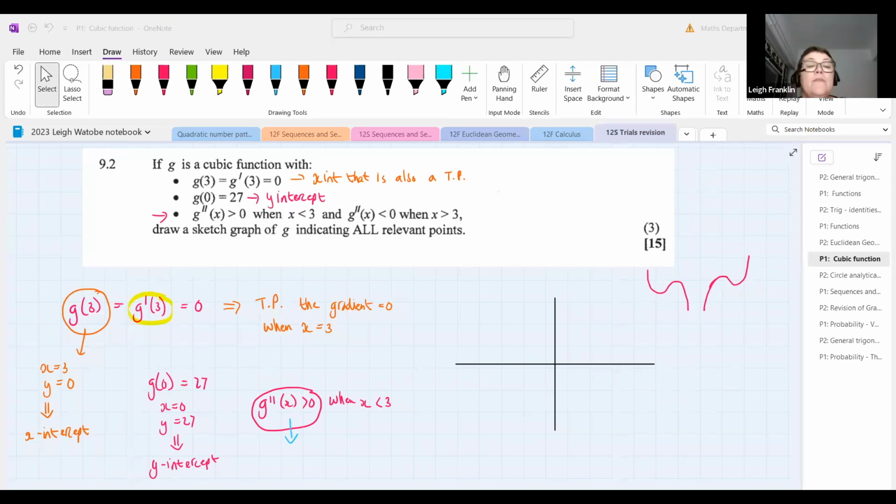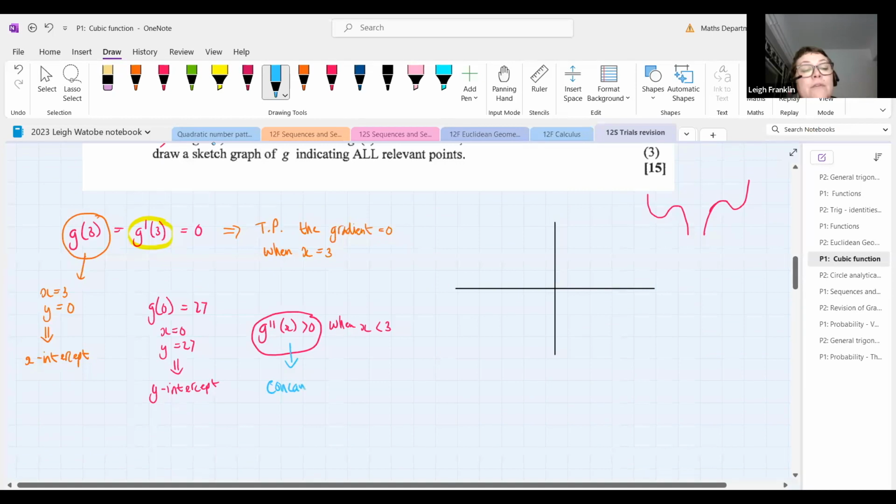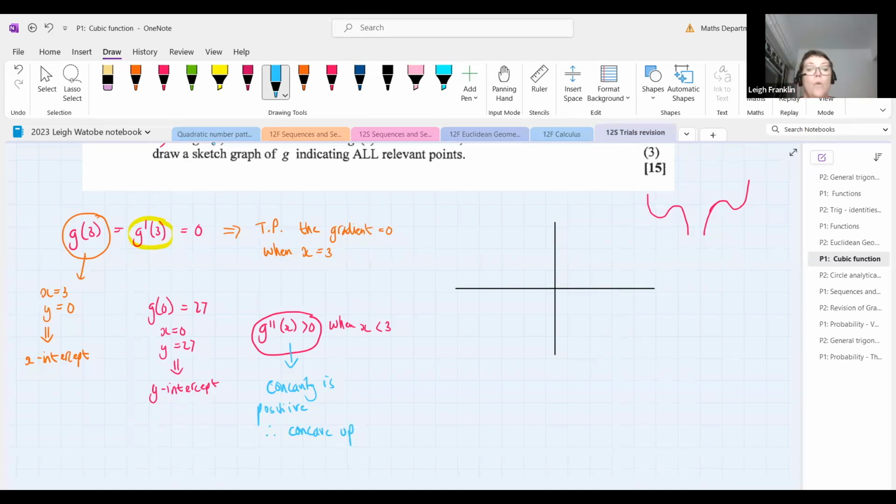This means your concavity is positive. Let me just go down a little bit. Okay, your concavity is positive. So that means that it is concave up when x is smaller than 3. So in other words, if this is, say, 3 over here, smaller than 3 will be everything to the left of the blue dot. So to the left of the blue dot, the graph is concave up.